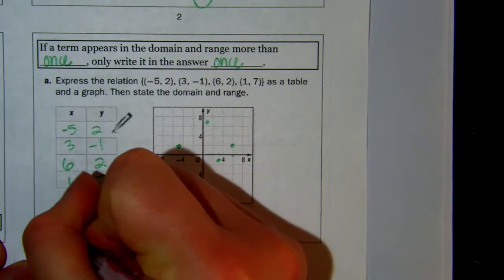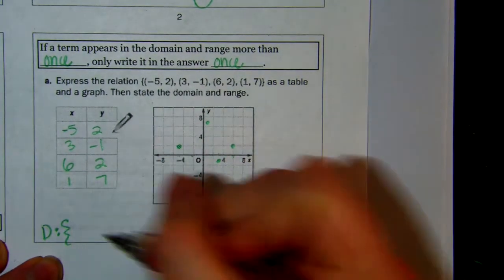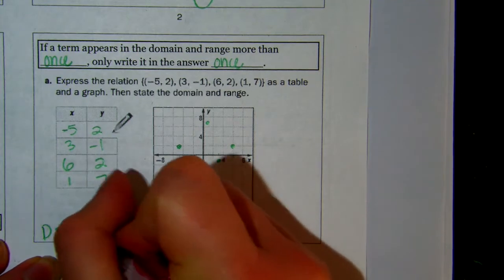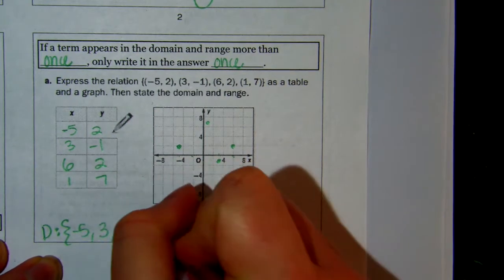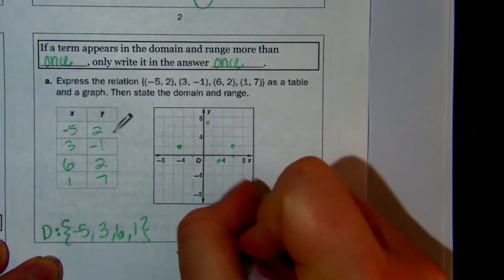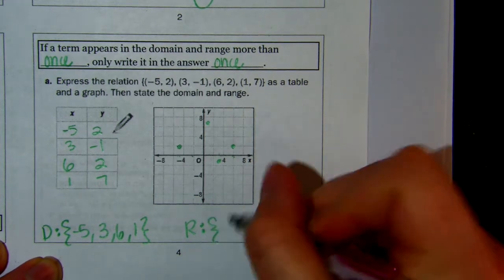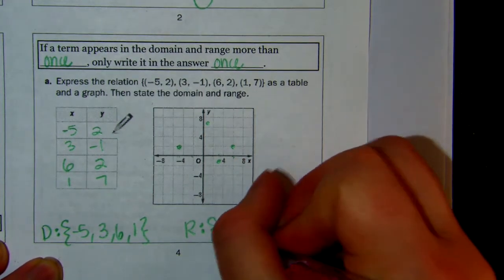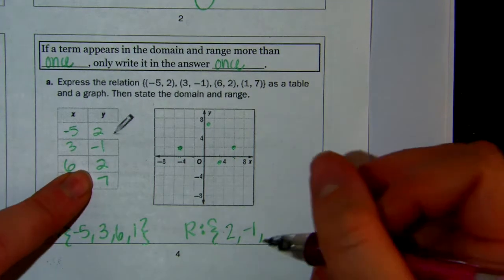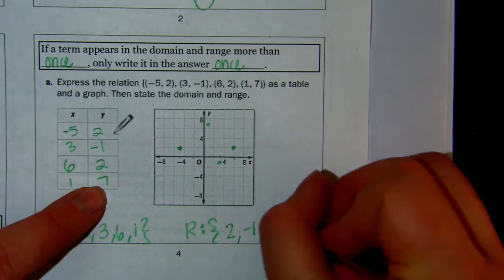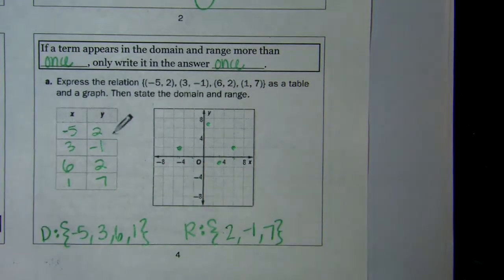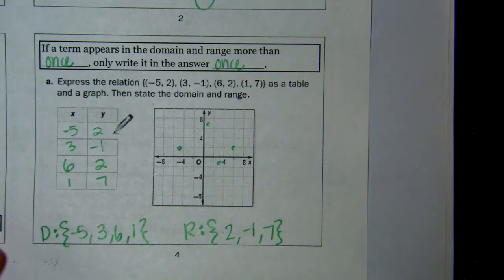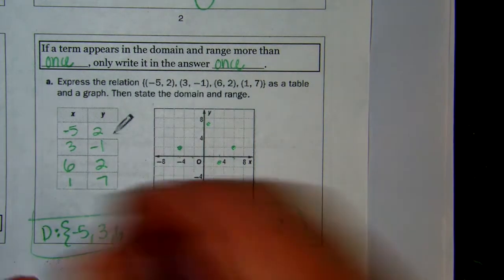The domain is the x values, this nice squiggly bracket line. Just a list of x values, -5, 3, 6, 1. The range, we can abbreviate that to R, squiggly bracket, is 2, -1. 2 is listed again, so we don't have to write that because it's already included. There's our domain and our range. So final answer is here.